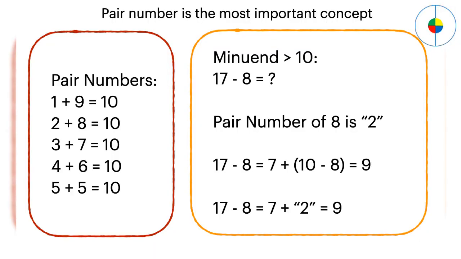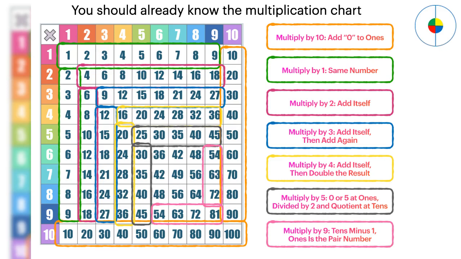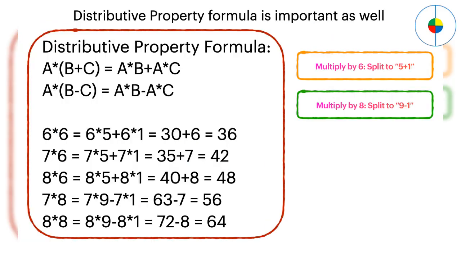Firstly, you need to know an important concept, pair number. A pair number is 10 minus the number. You also need to memorize the multiplication chart. Here are some quick tips on how to best memorize it. Another important concept is the distributive property formula for multiplication. Here is how to use that formula for multiplication.